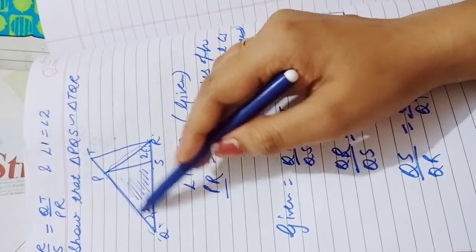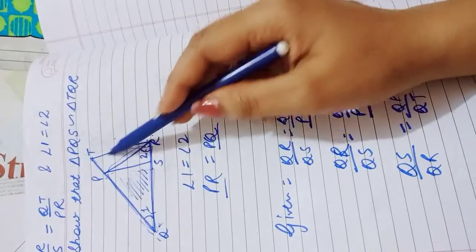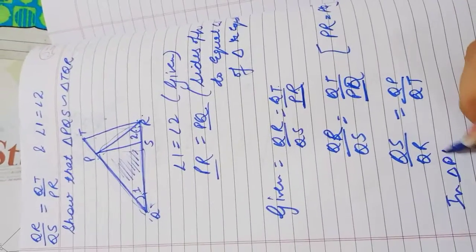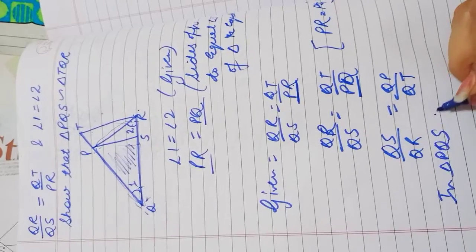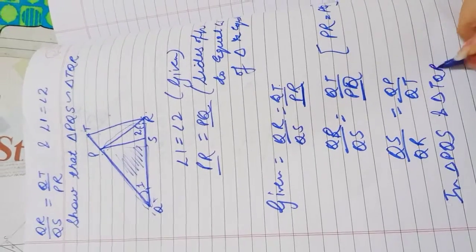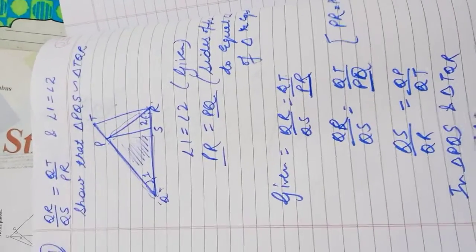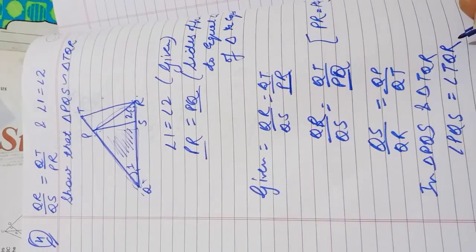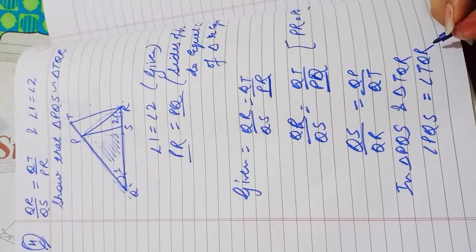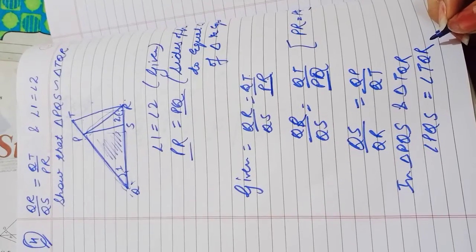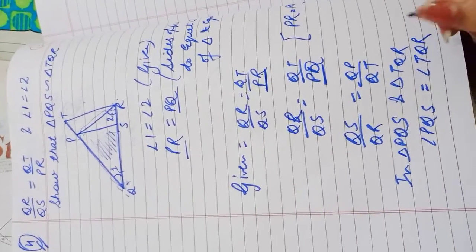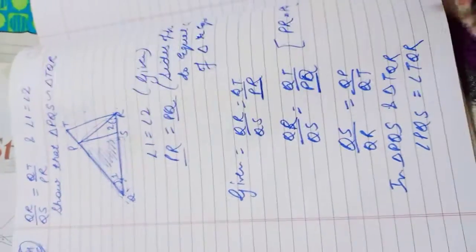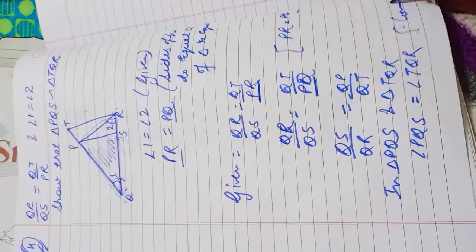So in triangle PQS and in this greater triangle, you can say that in triangle PQS and triangle TQR, we have angle PQS equal to angle TQR. These are equal. What's the reason? Common angle. In both the triangles, angle 1 is common. So you can take one thing as common.